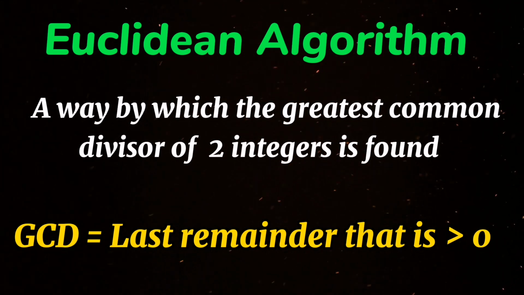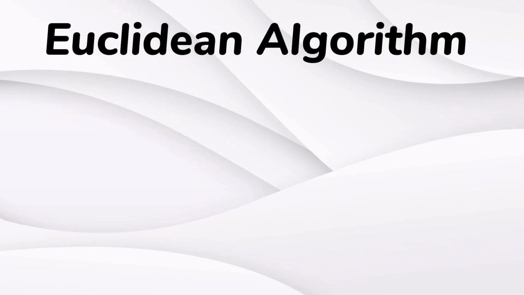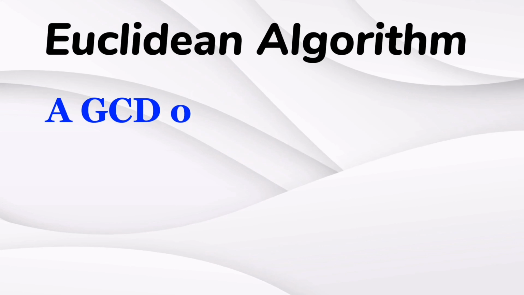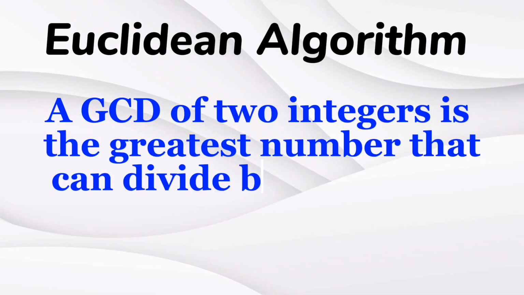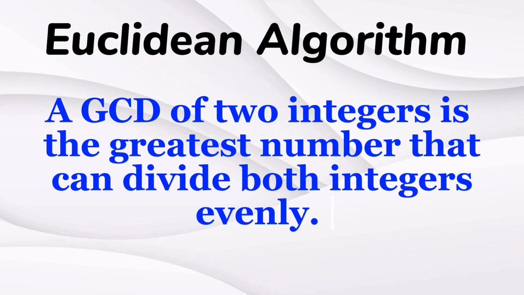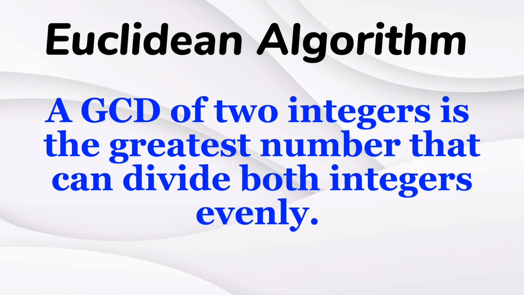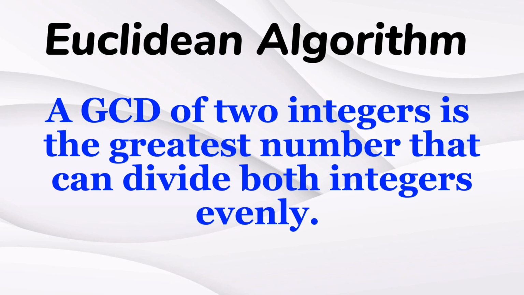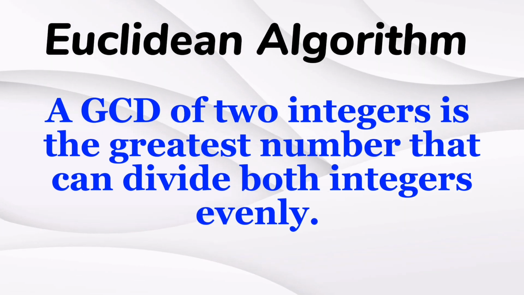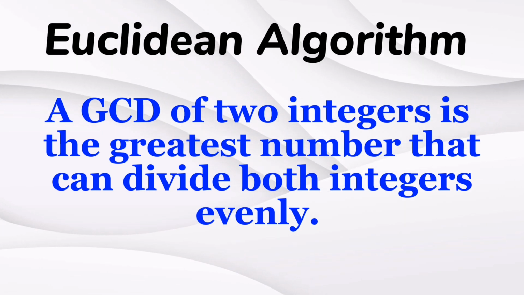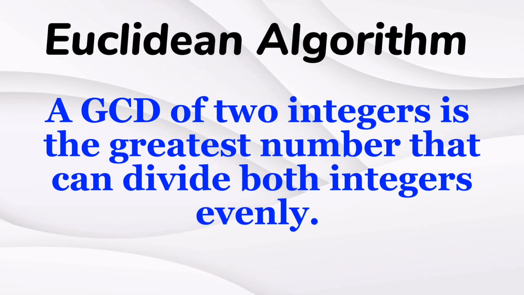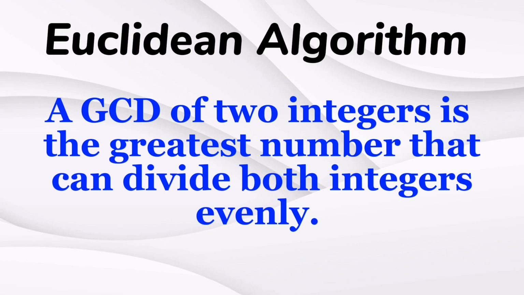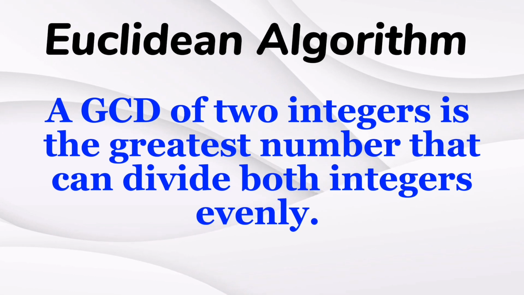But wait a minute, why are we looking for the greatest common divisor? Or what is a greatest common divisor? A greatest common divisor, popularly known as GCD, of two integers is simply the greatest number which can divide both integers evenly. I come again. A greatest common divisor of two integers, as the name implies, is the greatest number which can divide both integers evenly.